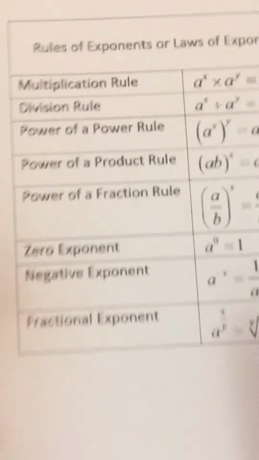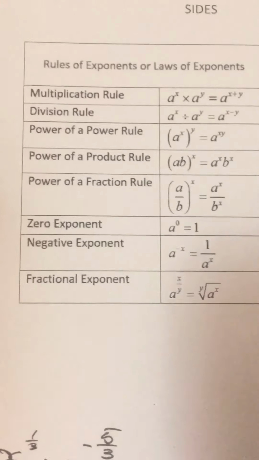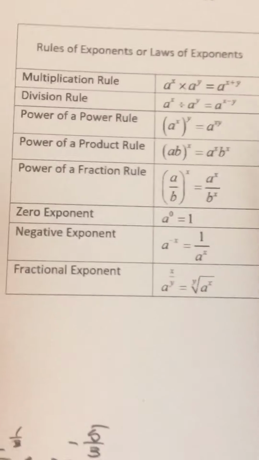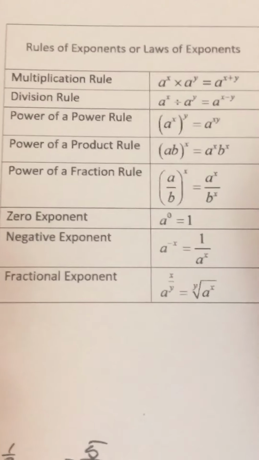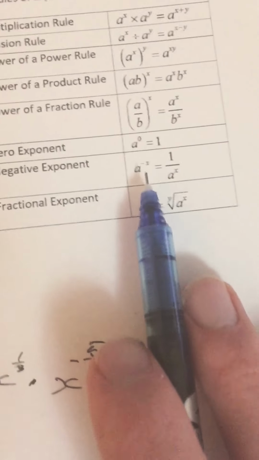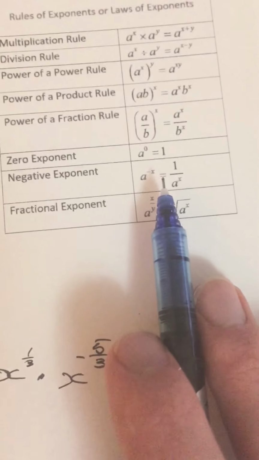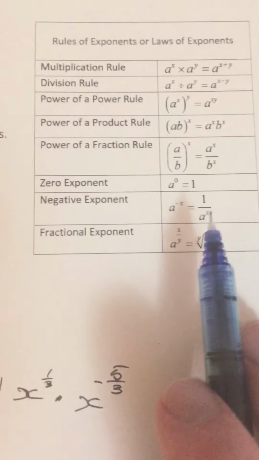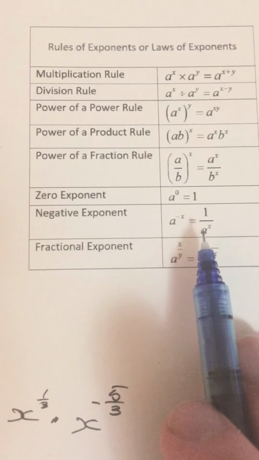So we have our list of exponent laws or rules or whatever you want to call them right here. And the first one we'll be using is the negative exponent law, where a to the negative x equals 1 over a to the x, and that also works in its inverse. So 1 over a to the negative x equals a to the x. So we can use that here.